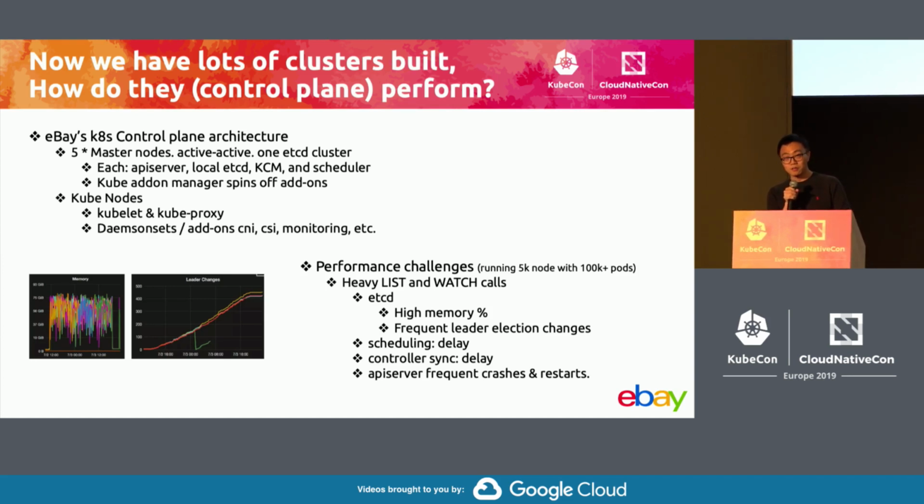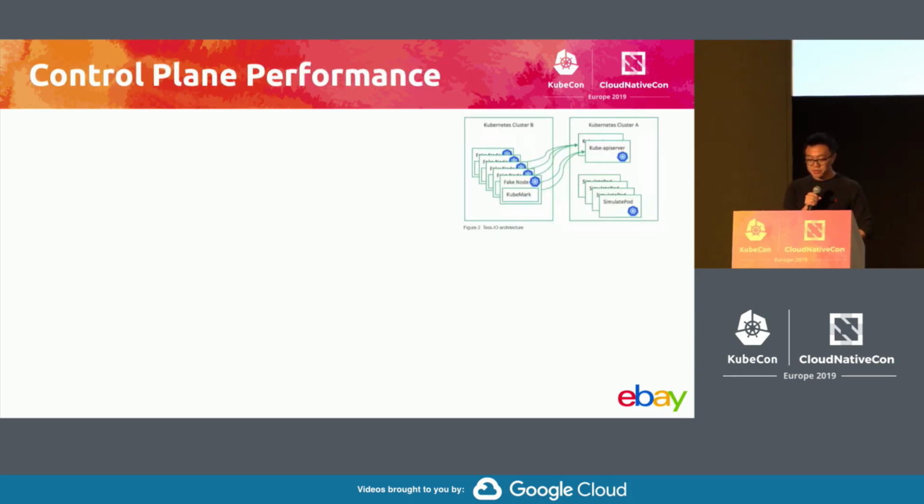So you're going to see a lot of high memory usage from etcd. You have very frequent leader election changes, and you are going to have very slow scheduling as well as delayed controller sync. And of course, API server also is going to suffer, and it's going to have frequent restarts and crashes. So how do we do performance tuning for this?